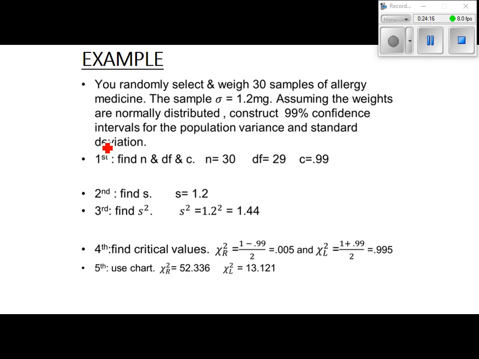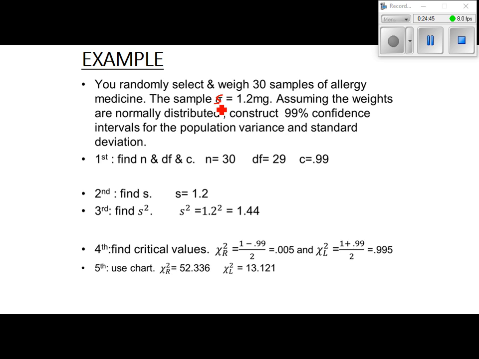You randomly select and weigh 30 samples of allergy medicine. The sample sigma is 1.2. I'm not sure, that shouldn't be a sigma there. That should actually be an S there, because it's a sample. Assuming the weights are normally distributed, construct a 99% confidence interval for the population variance and standard deviation.